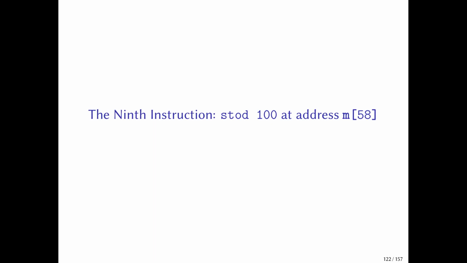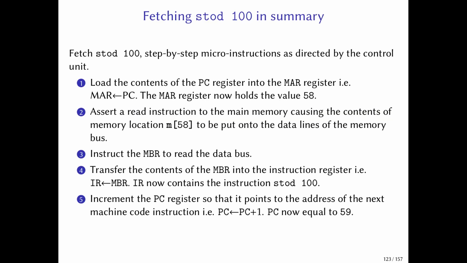So now we're going to execute the 9th machine code instruction of this program, which is stod, store direct 100, which is located at address M58. As before, we have to fetch the instruction into main memory before we decode and execute it. So it's the same 5-step sequence that we've seen before, and the only difference is that we're looking at the PC register value of 58.